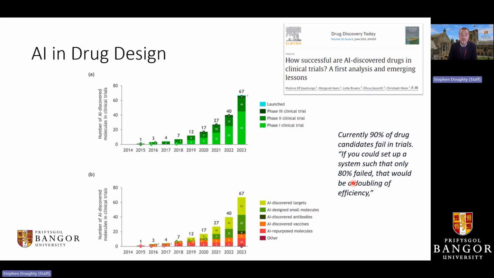So again, just to give you a picture of where things are at in terms of drug design, and this is back to 2023. Say one molecule launched, a number in different stages of clinical trials, but that pipeline, again, just look at that pipeline going up, and that exponential growth. And again, some of that arising from those small molecules derived from AI.